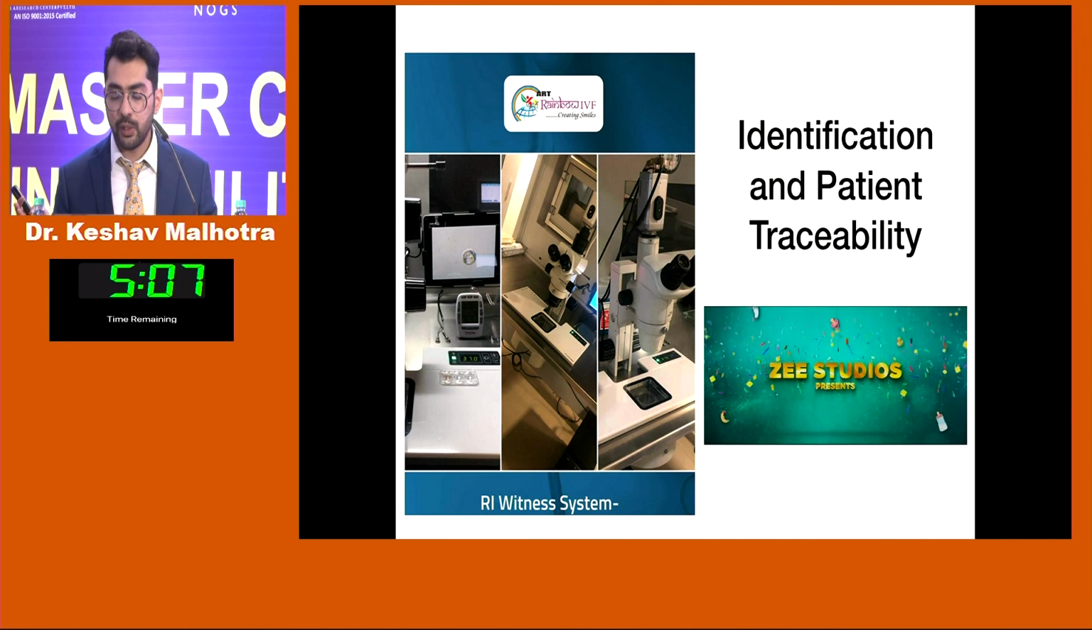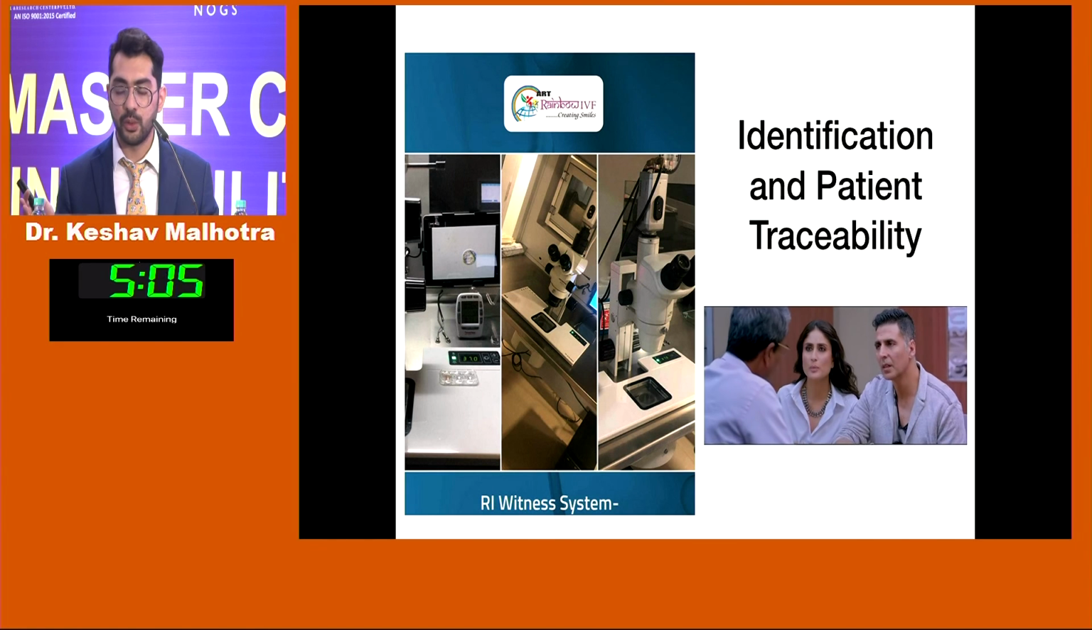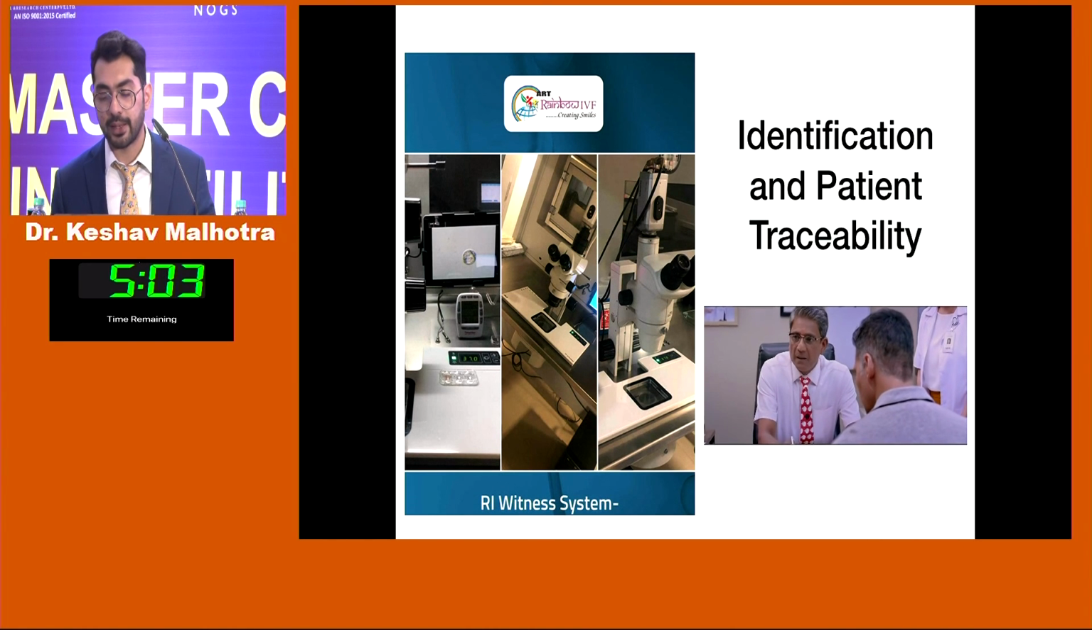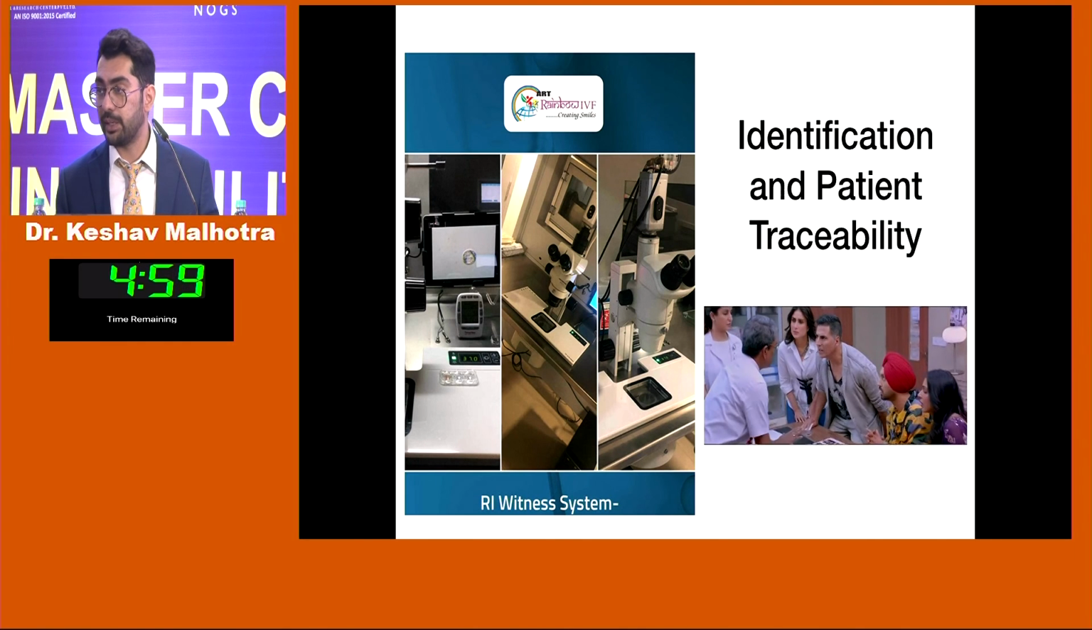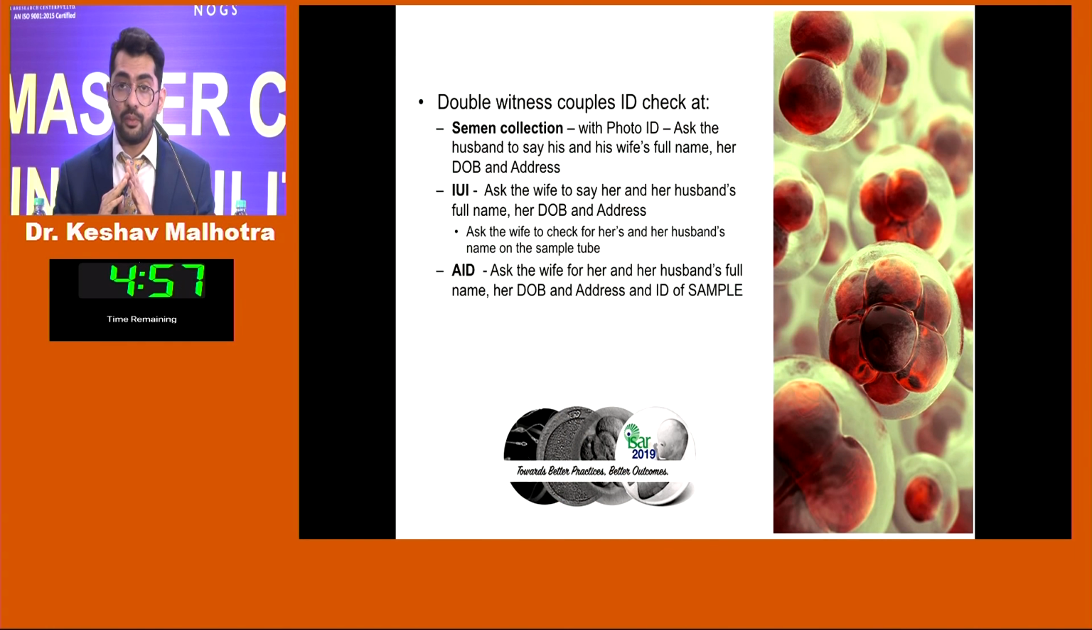We've all seen good news. I think all of you would have seen good news, and the kind of mix-ups that can happen. And that's where identification and patient traceability comes into play. And whenever we're doing IUI, it'll still be important, because here also you're going to process samples, and in certain cases you will probably use donor samples, etc. And then having a witnessing protocol for your IUI lab is also something which is of prime importance.